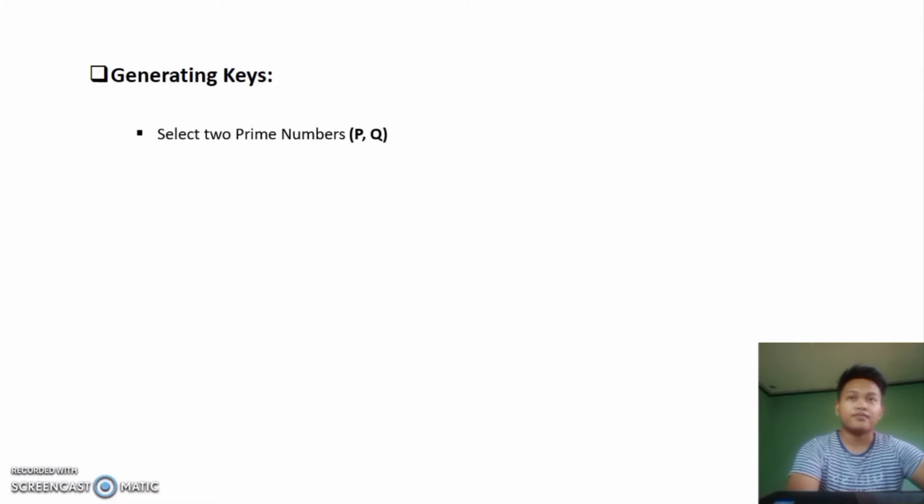For this step, the first thing that we need to do in generating a key is to select two prime numbers, which are P and Q, where P is not equal to Q. In our example, let's just use small numbers so that we can easily understand and explain it clearly, because it's too hard to compute if we use large numbers. So our goal in here is to explain it clearly. For example, our prime numbers: P is equal to 7 and Q is equal to 19.